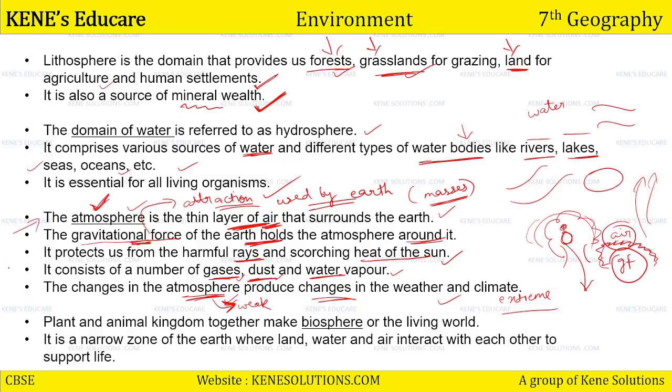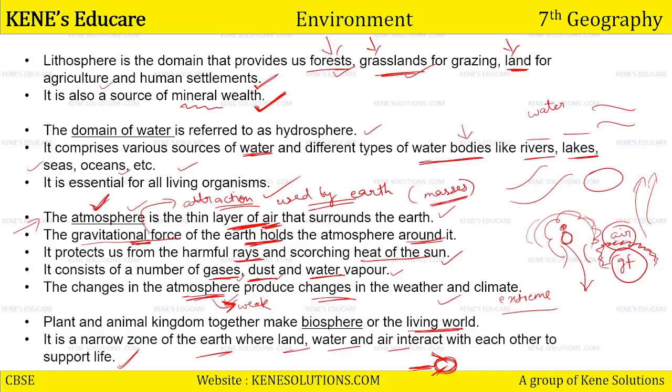Okay, so by this we have completed the third domain of the natural environment, also known as atmosphere. Now coming on to the last domain of the natural environment, that is biosphere. Plant and animal kingdom together make biosphere or the living world. It's a very narrow zone of the earth where land, water, air interact. The land, the water, the air interact with each other to support life. So all the plants and animals in the world make the biosphere, the living world.